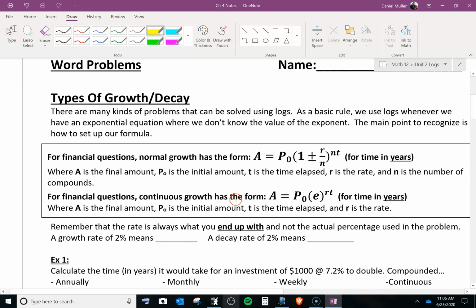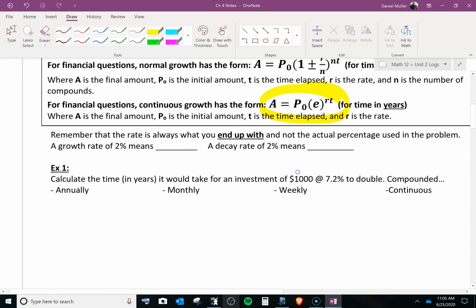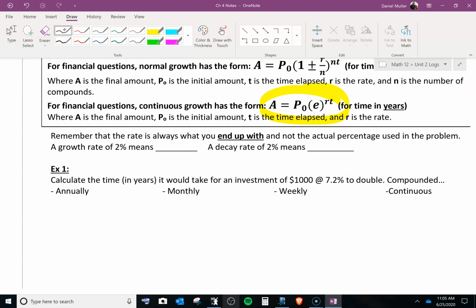Now, sometimes it compounds continuously, and that is where this formula comes in, and it uses the letter e for continuous growth.